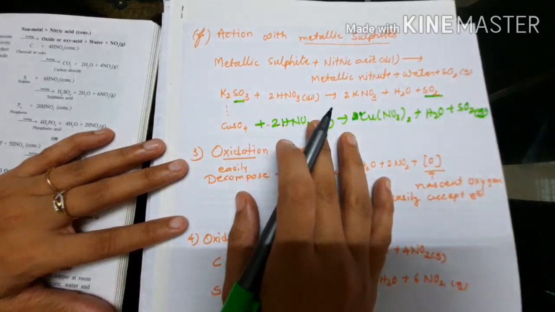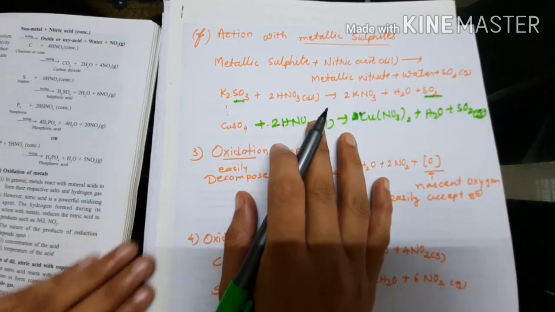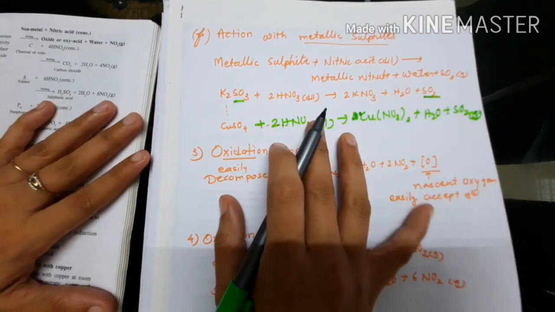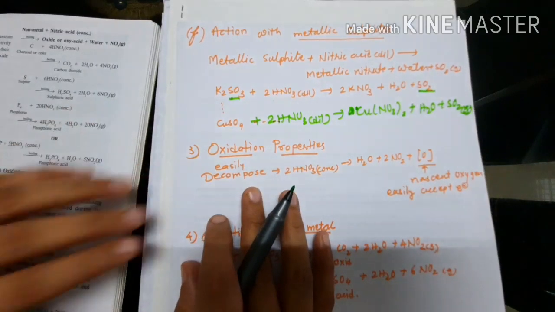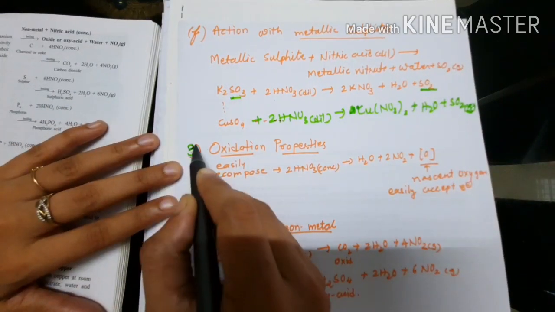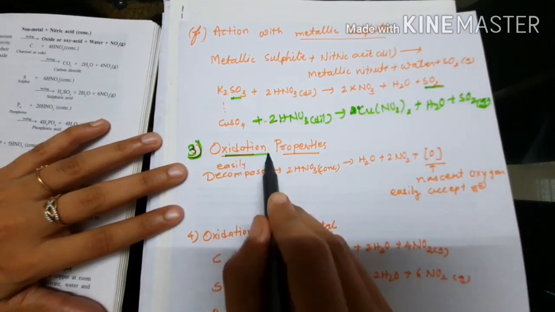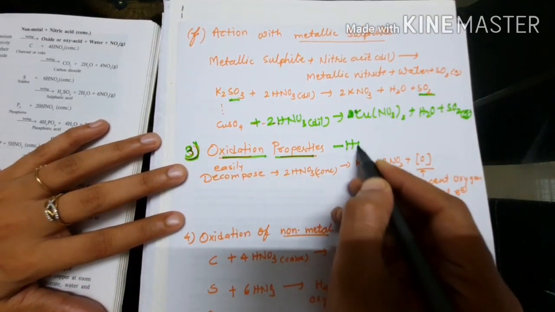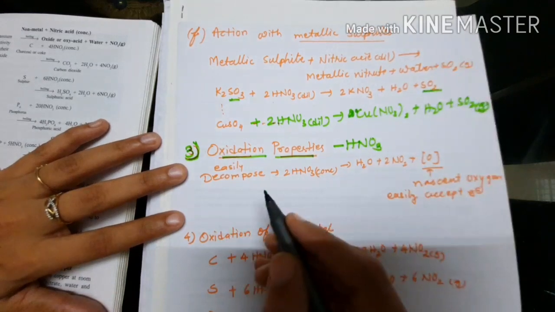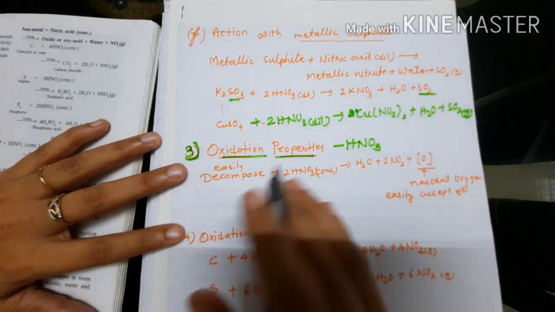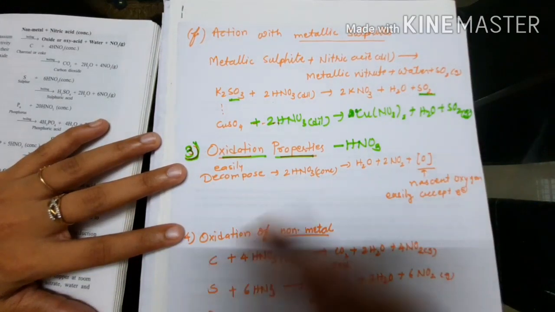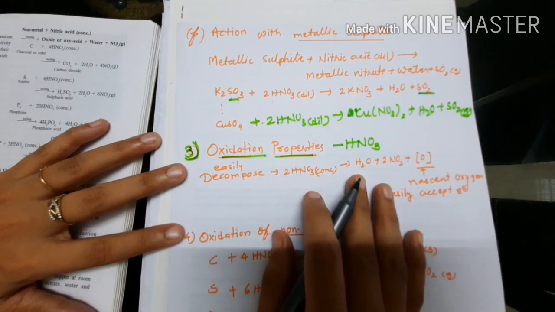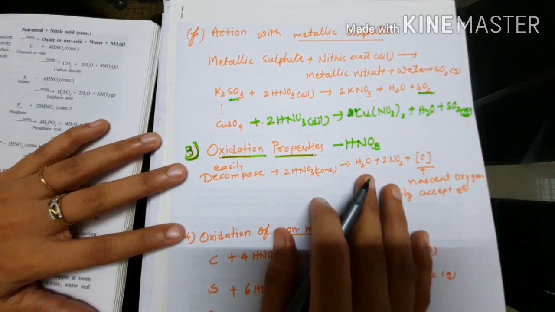So here all the reactions with nitric acid are completed. These are the chemical actions and the reactions with diluted HNO3. Now let's learn a new and very important thing, the oxidation property. HNO3 has oxidation property, which means it oxidizes the other one. So it will reduce itself and oxidize the other one. Why does HNO3 have oxidation property?